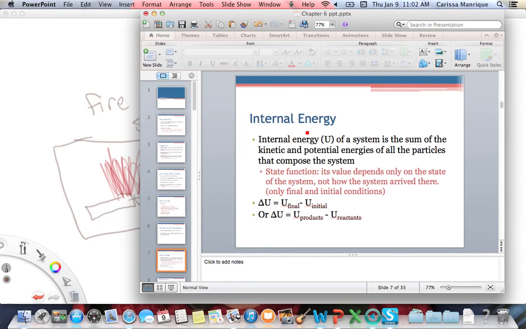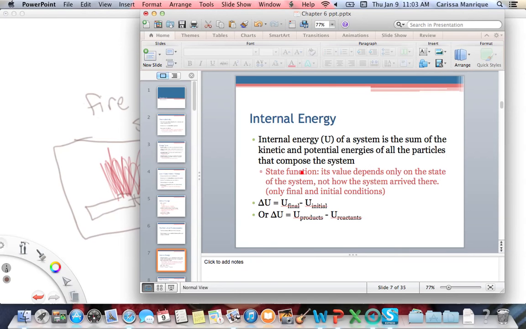Okay, now we're going to look at what's called internal energy. And internal energy basically is just the total energy of a system. Okay, remember, system is just what we're looking at. Are you looking at a piece of ice? Are you analyzing a chemical reaction in a beaker? Are you looking at the fire in the fireplace? So the system is what we're actually looking at, okay? So it's the sum of the kinetic and potential energy. So internal energy, U is what we usually see it as, is total energy.